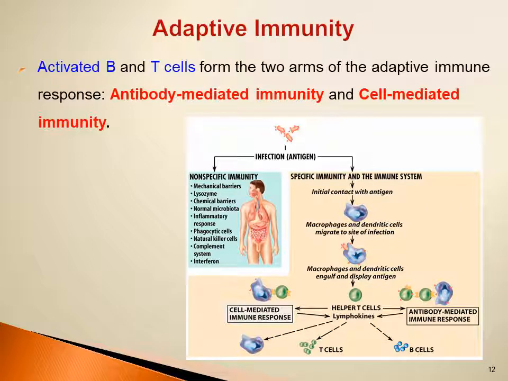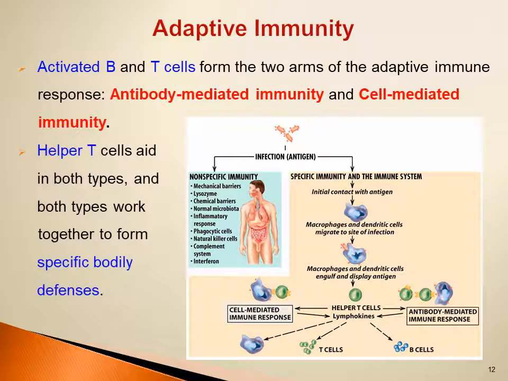The activated B cells and activated T cells form the two arms of the adaptive immune response, and these two arms are the antibody-mediated immunity and cell-mediated immunity. So adaptive immunity has two arms or two parts: the antibody-mediated immunity and the cell-mediated immunity. Helper T cells aid in both types, and both types work together to form the specific bodily defenses, or the adaptive immunity.